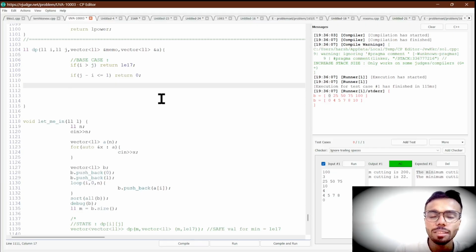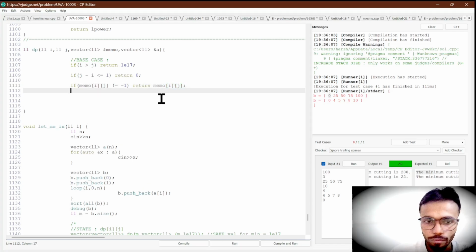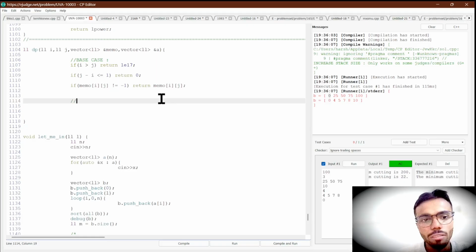And the next check is the memoization cache check. So the memoization cache check would be: if the state is known, no need to calculate again, just return the state. If you know the state, no need to calculate, just return it, and that's it. Fine. Now, if I iterate over the option loop, what are the options we have?